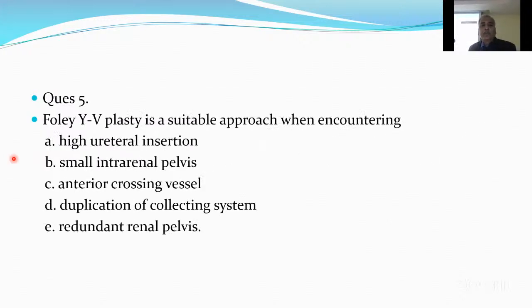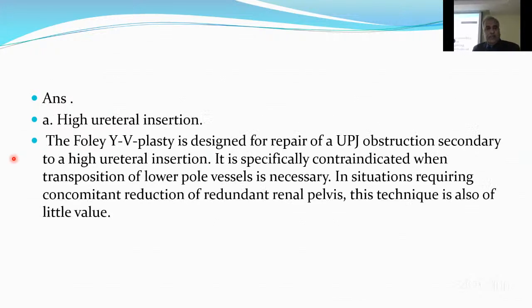Polyviviplasty is a suitable approach when encountering high ureteral insertion, a small intrarenal pelvis, anterior crossing vessel, duplication of collecting system, redundant renal pelvis. High ureteral insertion, right? Because then you can just bring the high ureteric insertion below, right? So polyviviplasty probably.